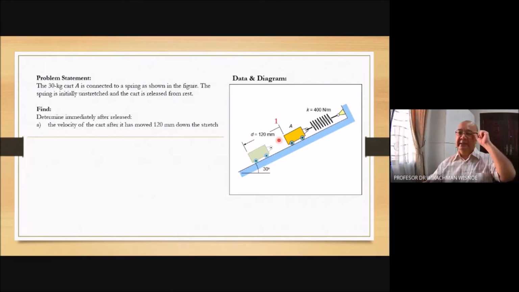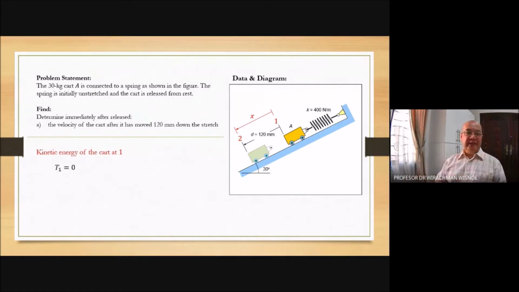Let's say this is point 1 and this is point 2. And the displacement is positive downward to the left. All the forces that apply to A must be projected towards this direction to produce works. We are going to use the kinetic work energy principle: T1 plus the sum of all works equals T2.